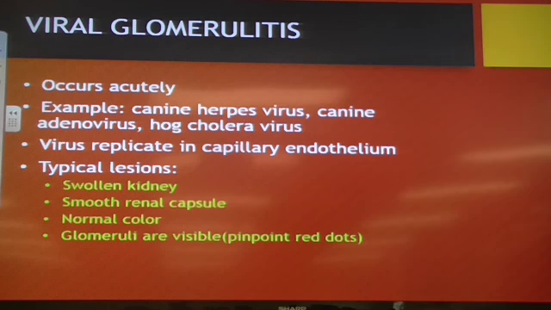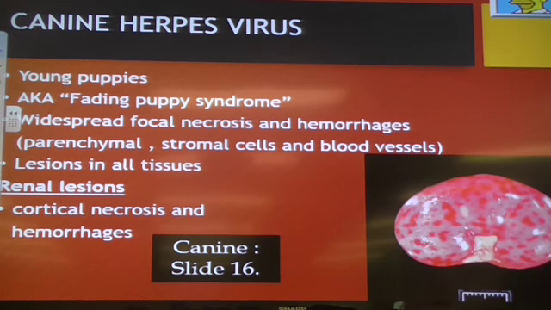Nobody? Mottled. So they have little dots, they have reddened dots on those eggs. So they have areas, the kidneys are usually smooth and normal color, except you may see multifocal areas of pinpoint hemorrhage throughout. And those are within the glomeruli. So this is canine herpes virus, also known as fading puppy syndrome.